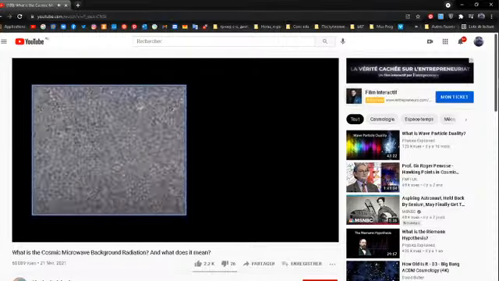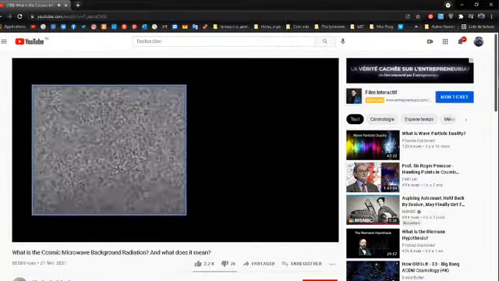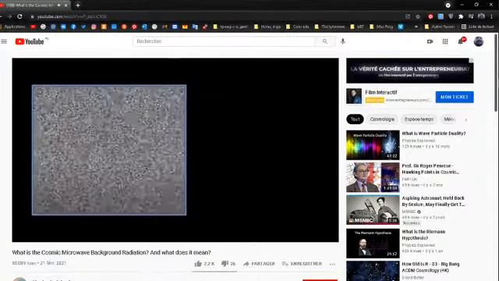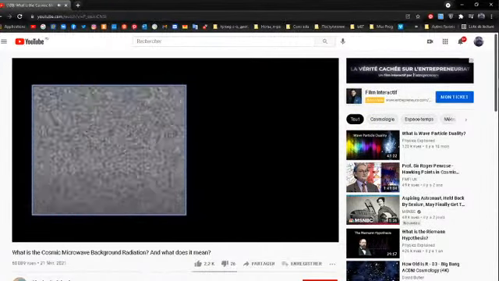Now it turns out that this kind of measurement is very challenging. The microwaves from our own galaxy form a kind of static, much like the static you see when tuning an old analogue television or radio.